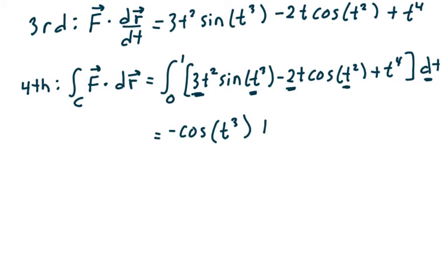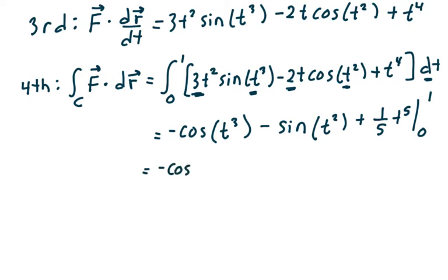So this ends up being plus, that ends up being minus sine of t squared plus 1/5 t to the fifth from 0 up to 1. Plug in 1, you get negative cosine of 1 minus sine of 1 plus 1/5.